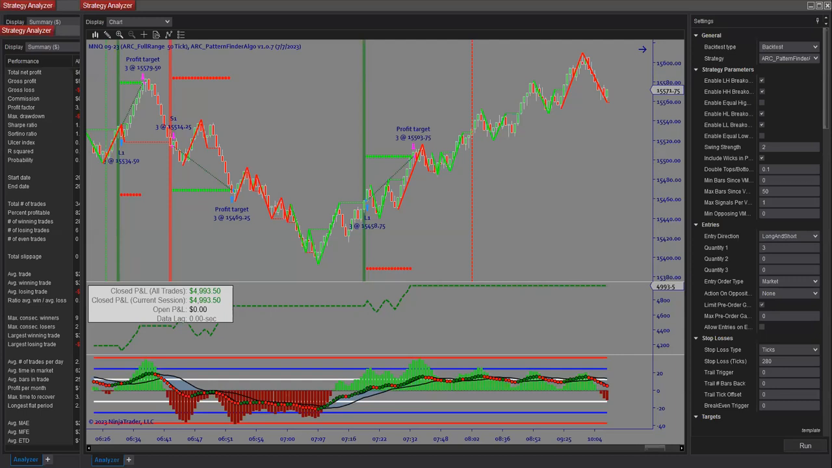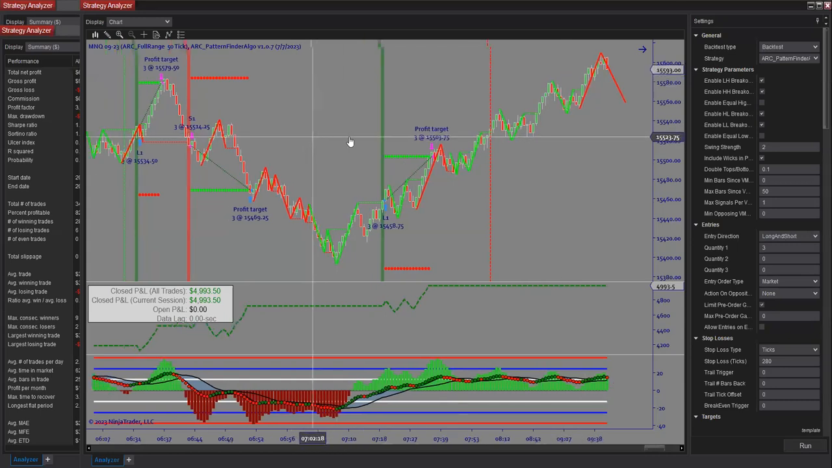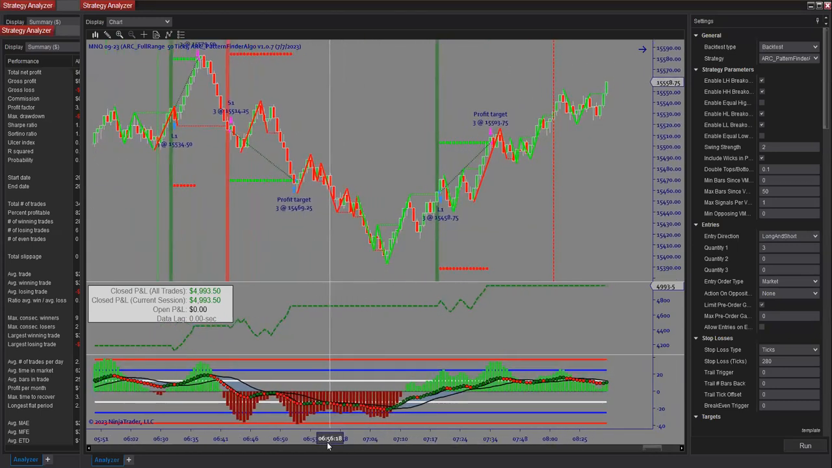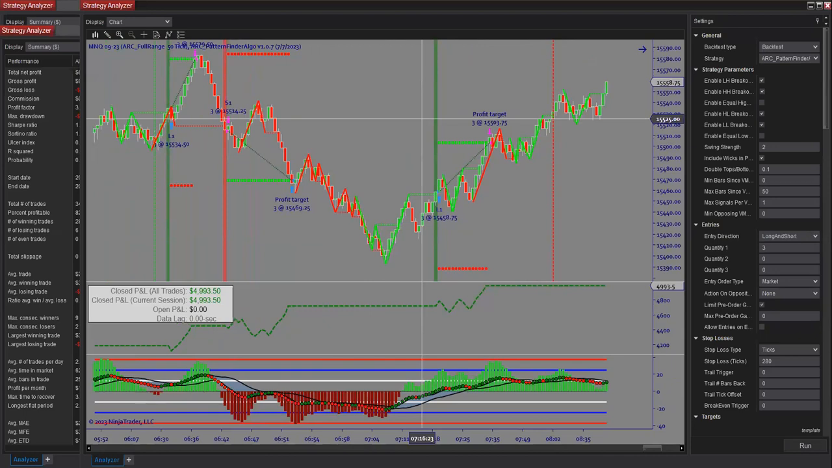But this is a great example of the signals coming in on the NQ. And this was Friday's trades. I haven't run it from today. I didn't have it built from today.